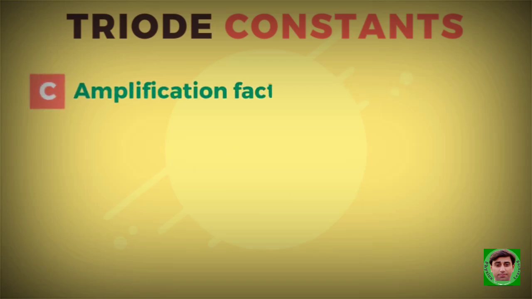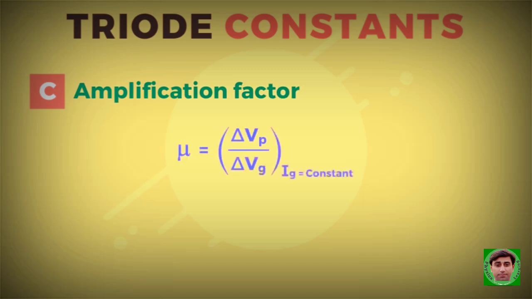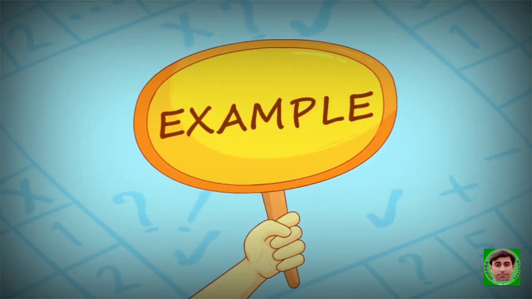C. Amplification factor is defined as the ratio between change in plate potential, keeping grid potential constant, to the change in grid potential, keeping plate potential constant, in order to bring about the same change in plate current. Also, amplification factor is equal to the product of plate resistance and transconductance. Let's solve an example to understand the problems based on triode.